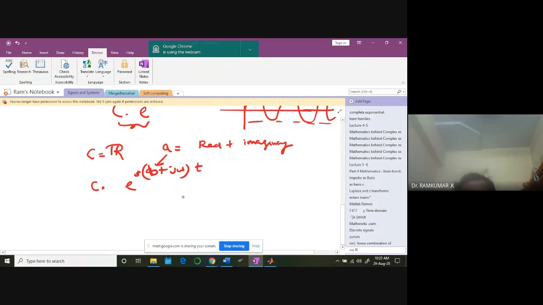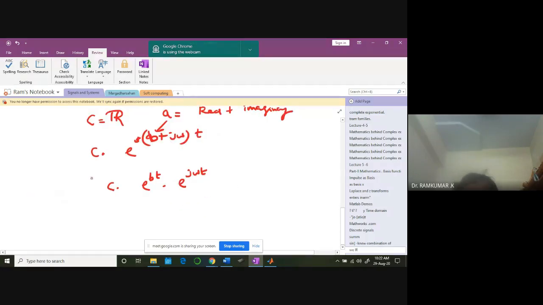So what will be the signal? This is going to have two components: e power bt, and then e power j omega t. You understand now? There is still a C, which is a real number. It can be 1, 2, 3, anything. So this e power bt, what kind of signal is that? That depends on B, which is now real. B can be greater than 0, B can be less than 0. Two options are there. The other part is a pure sinusoid.